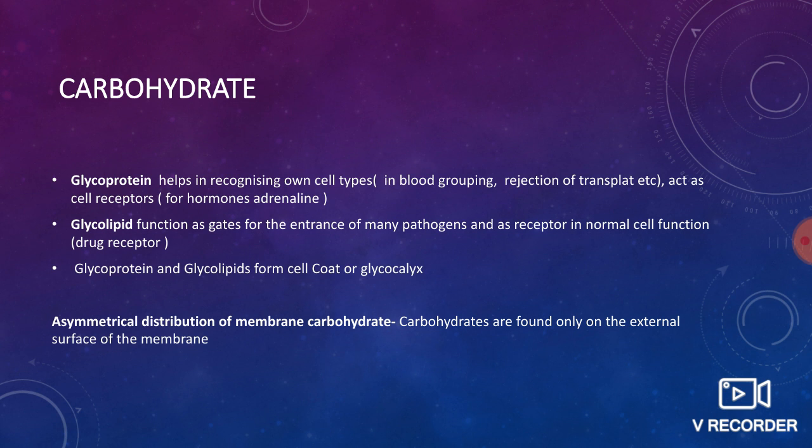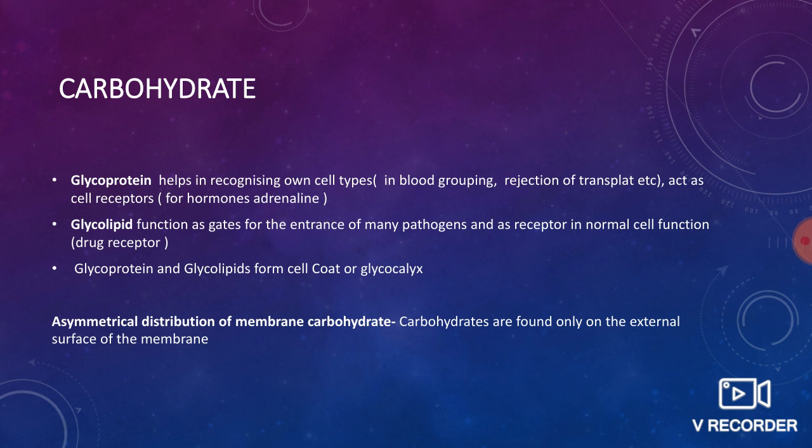A little more about carbohydrate: glycoprotein and glycolipid. They are carbohydrates linked to protein and lipids respectively. Glycoproteins help in recognizing own cell type. This has significance in blood grouping or in rejection of transplant. Glycoproteins act as cell receptors. Glycolipids function as gates for the entrance of many pathogens and as receptors in normal cell function.